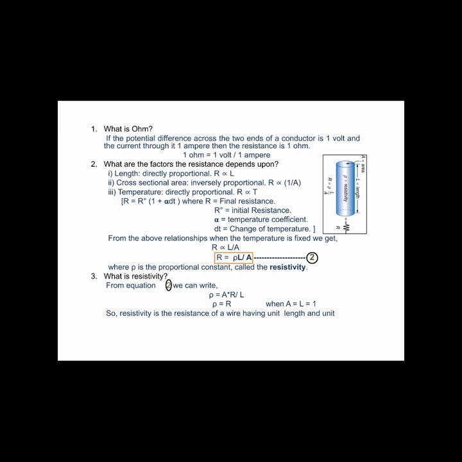Now what is an ohm? If the potential difference across the two ends of a conductor is 1 volt and the current through it is 1 ampere, then the resistance is 1 ohm. 1 ohm equals 1 volt by 1 ampere.